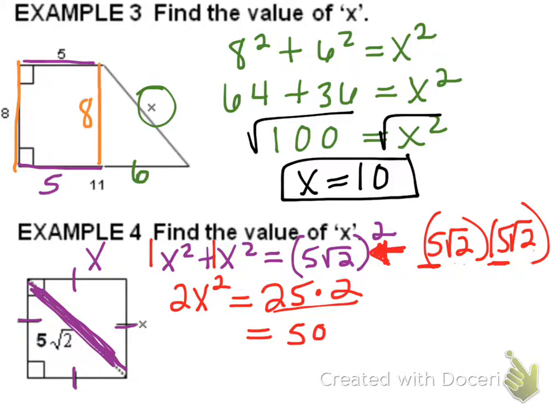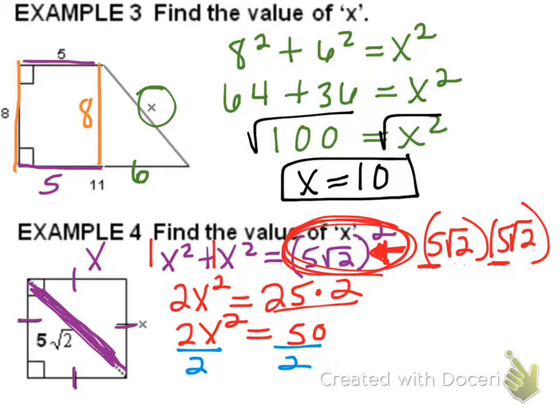So if you would have typed this in the calculator originally, it would have told you it was 50, and that's why. So make sure you know how to do that. There's one on the test that gets missed a lot like that. Now we're going to divide by 2 to knock that big 2 off. So I have x squared equals 25. I'm going to take the square root, and that's x equals 5.